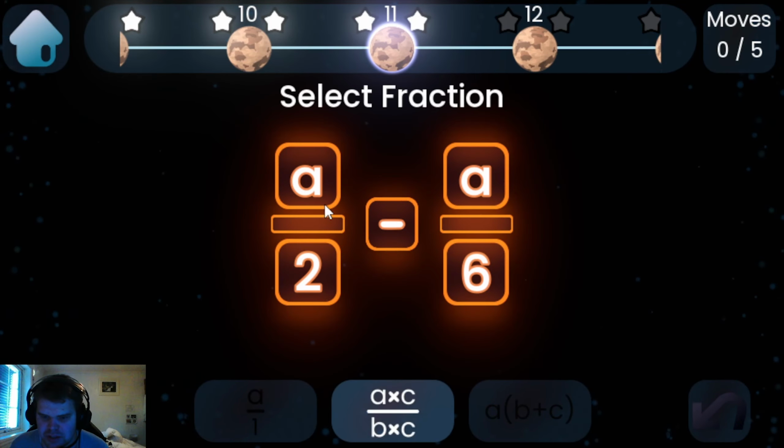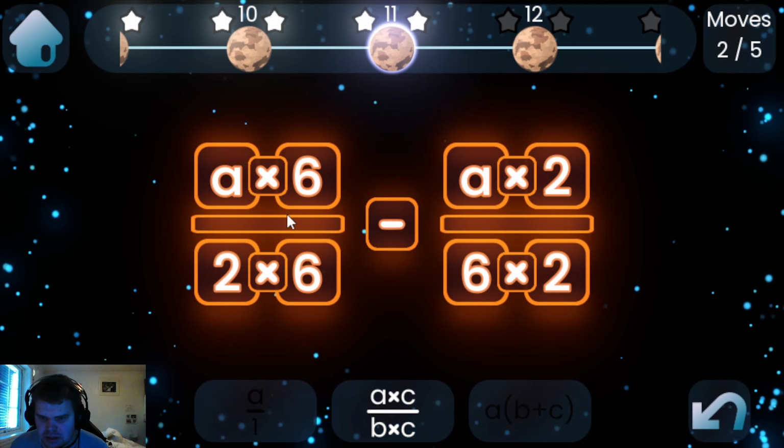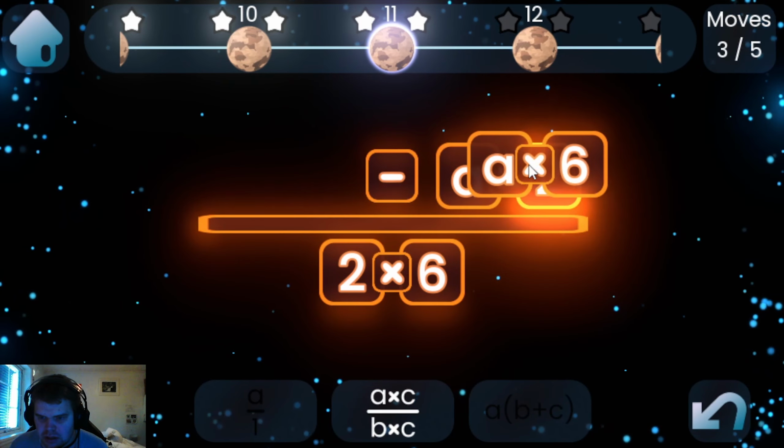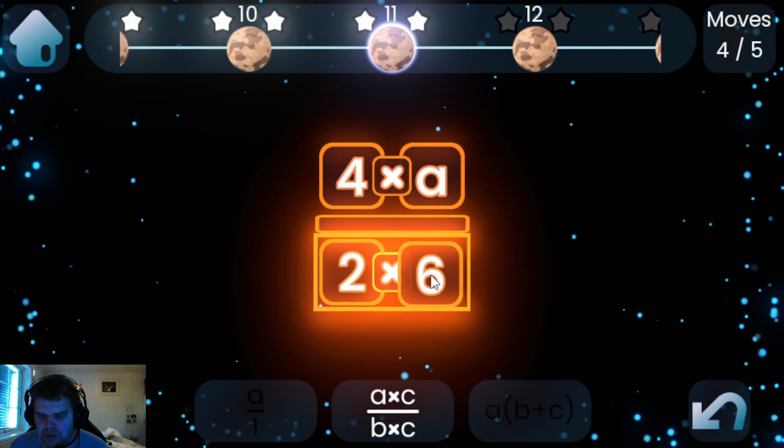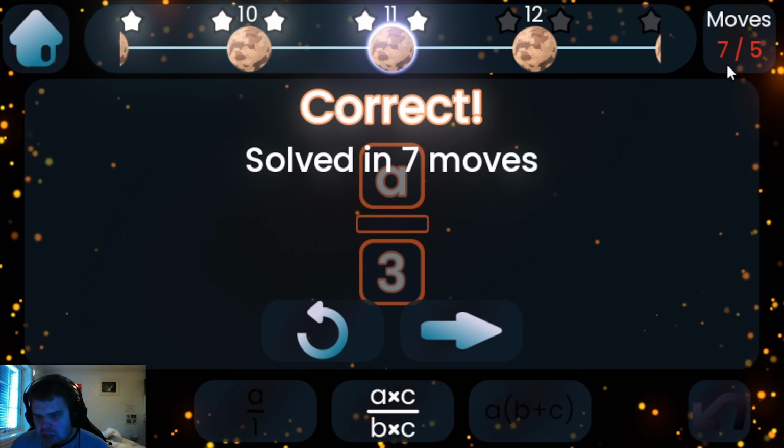I want to just try this with the other way, just to see how slow it is. Maybe it's not that bad. So we got 4 here, so I have to do this. And yeah, I got 2 extra moves on that.